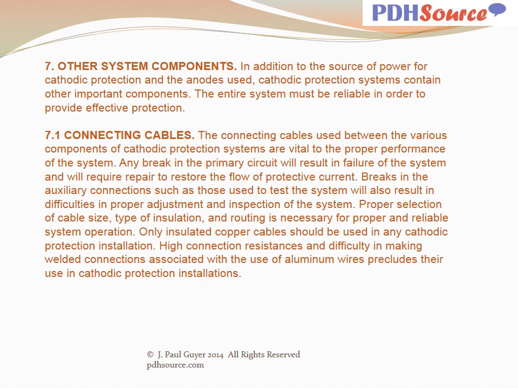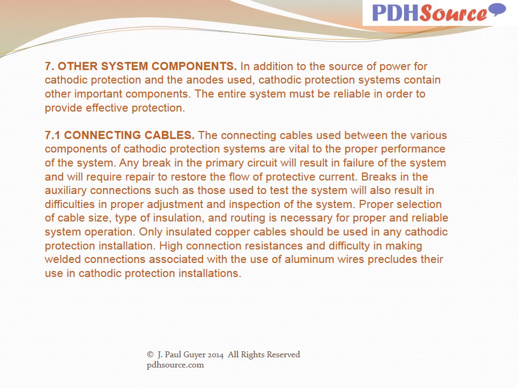In addition to the source of power for cathodic protection and the anodes used, cathodic protection systems contain other important components. The entire system must be reliable in order to provide effective protection. The connecting cables used between the various components of cathodic protection systems are vital to the proper performance of the system. Any break in the primary circuit will result in failure of the system and will require repair to restore the flow of protective current.